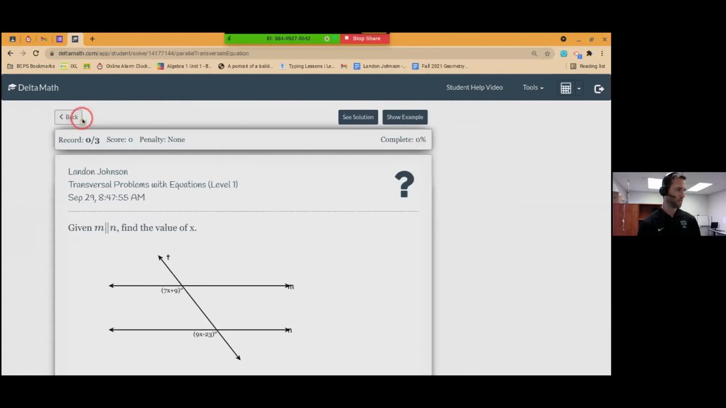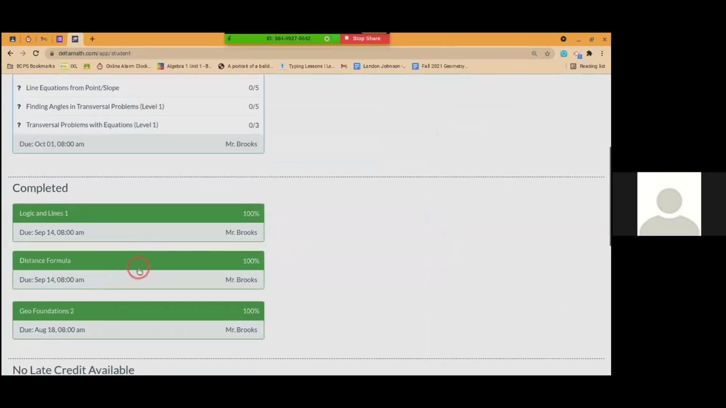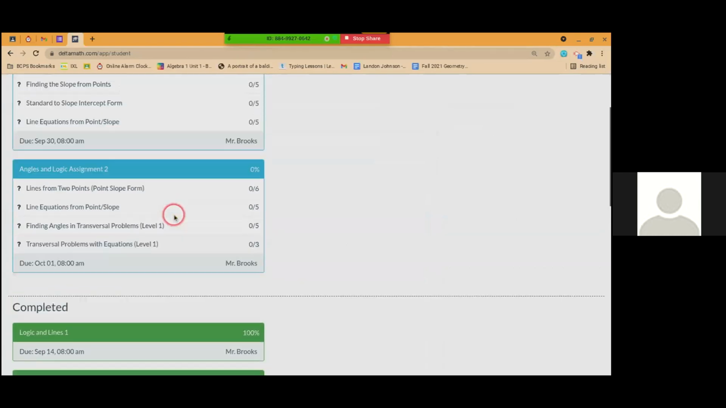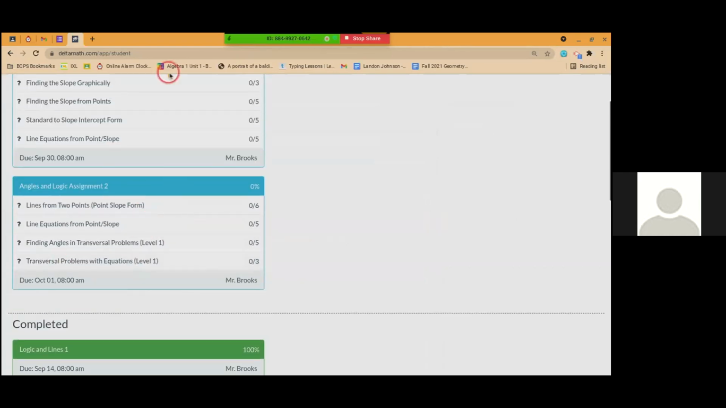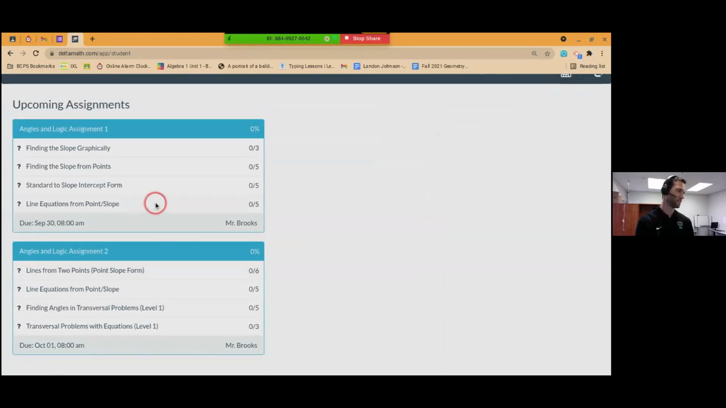Well, hold on. I completed this. Wait, are these it right here? Yep. These are the, it says angles and logic assignment. So that's the unit we're in. Okay. Which one do you want to do first? It doesn't matter to me.